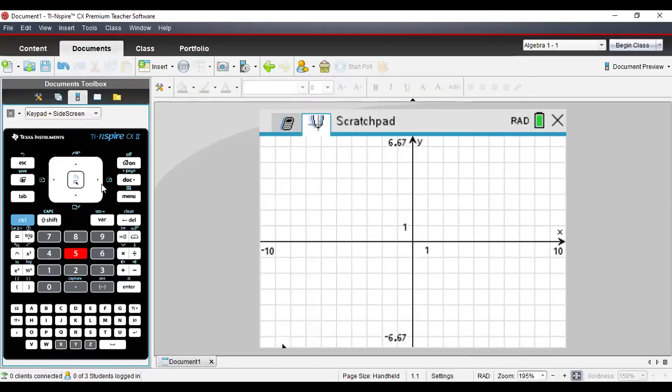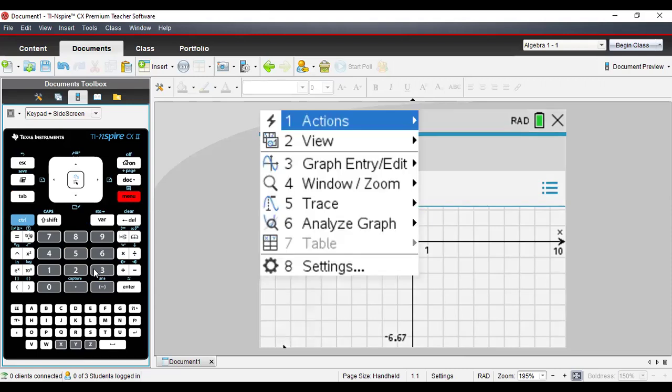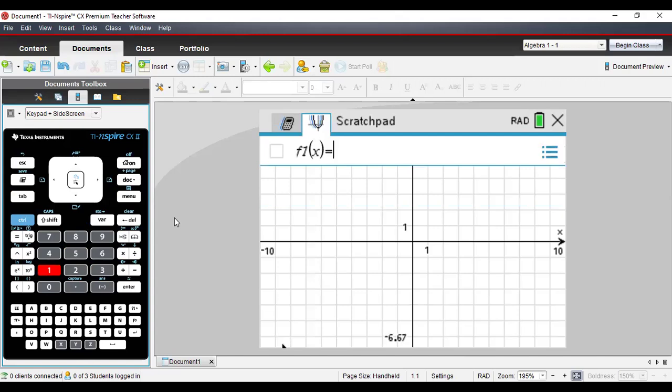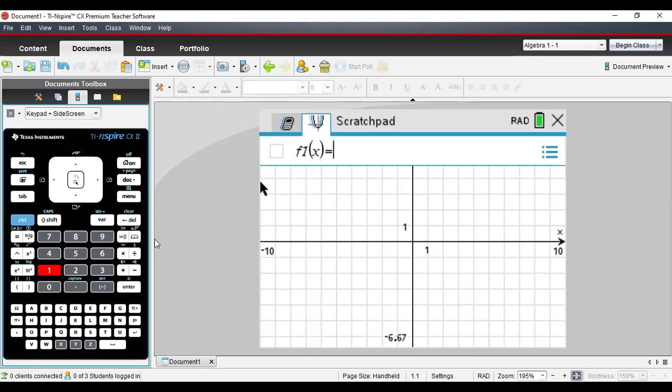All right, so the last question we did was in relation mode, so I'm going to put it back in function mode. The way you do that is menu 31. All right, so now we're back in function mode. Now all I'm going to do is type in this function, and then I'm going to look for the output. So let's get that.